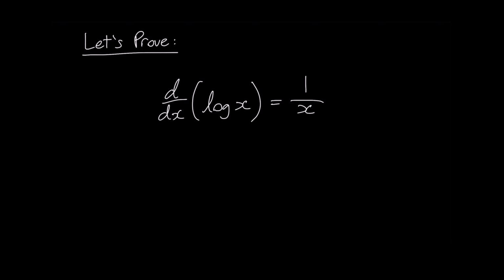Let's jump into it. So in order to prove that the derivative of log x is 1 on x, we have to remember what the derivative is. What is the definition of the derivative? And the definition of the derivative is really this particular limit.